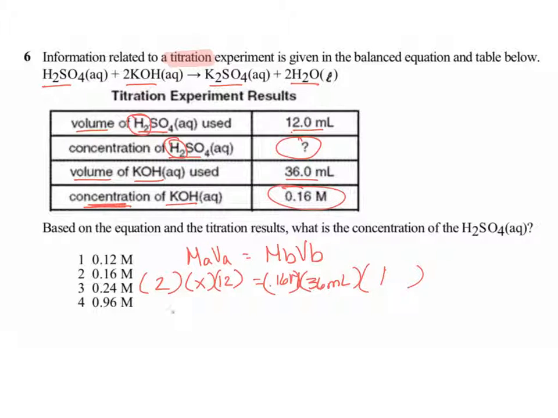Okay, so now we'll do our math. 24x equals 5.76. That's 0.16 times 36. And then I'm going to divide both sides by 24 to get rid of that 24. And x is going to equal 0.24 molar. So my answer is right here. Okay?